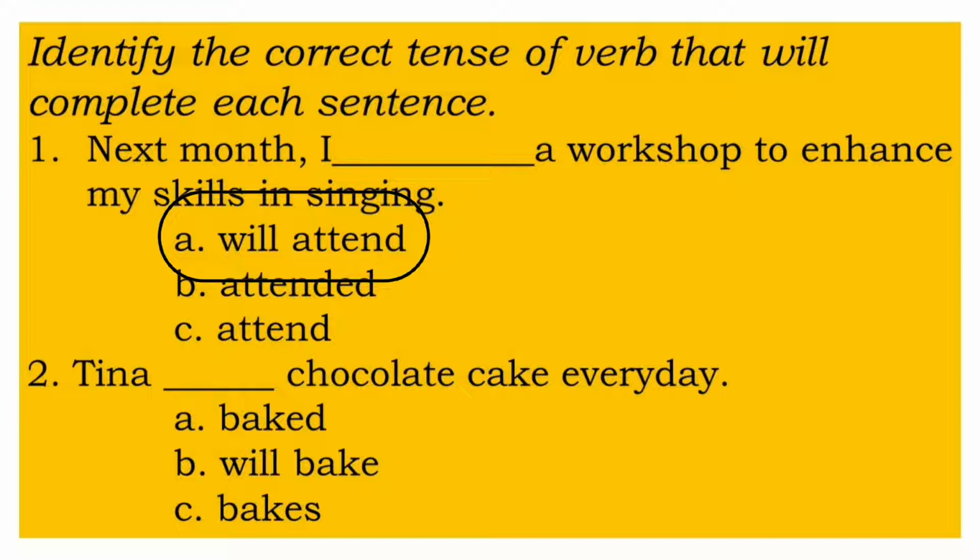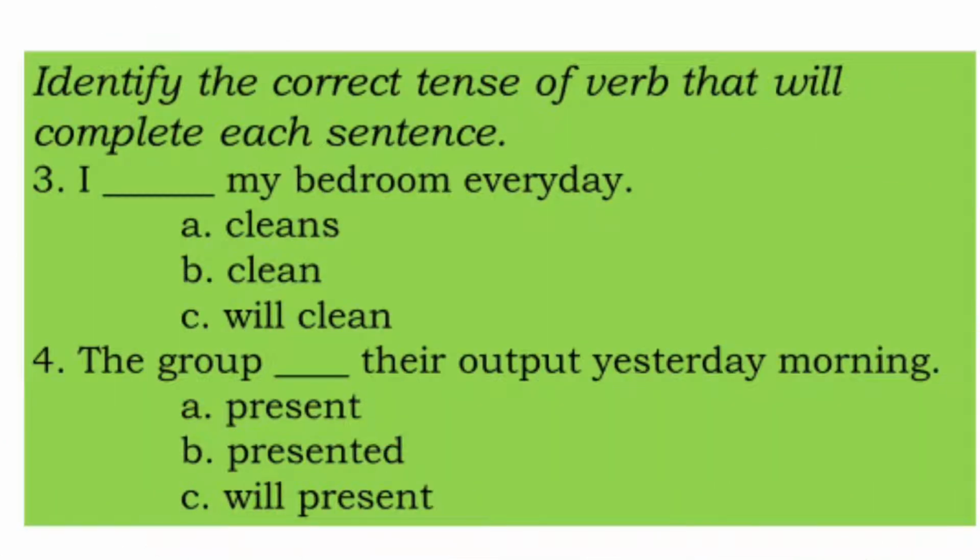For number 2, Tina blank chocolate cake every day. Letter A, baked. B, will bake. C, bakes. Letter C, very good. Number 3, I blank my bedroom every day. A, cleans. B, clean. C, will clean. The answer is letter B, clean.